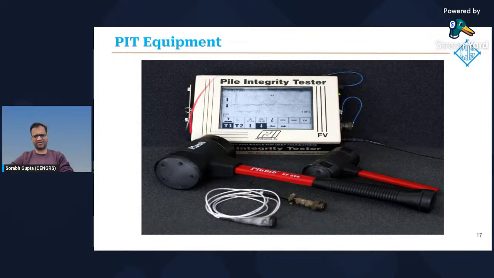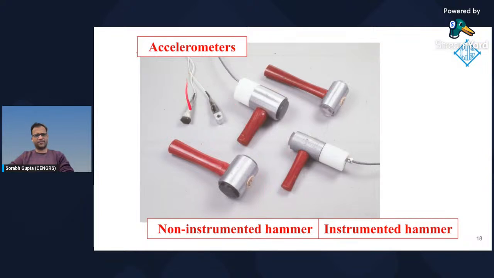That's what the equipment looks like. It's very simple equipment, handheld, light, and very robust in the field. My first pile integrity tester, I bought around 20 years back from this company PDI in the US, and it's still working perfectly fine. It's a very good equipment. These are the accelerometers and these are the hammers.